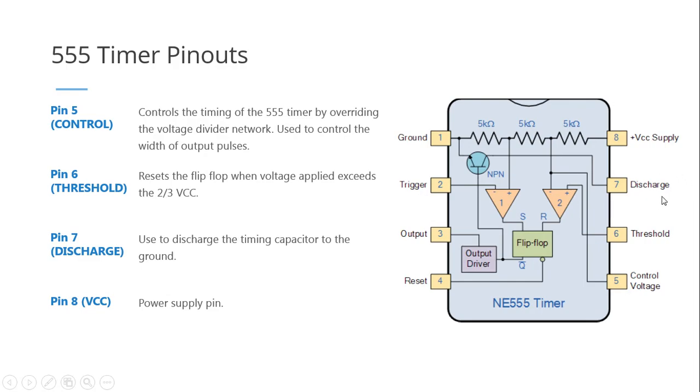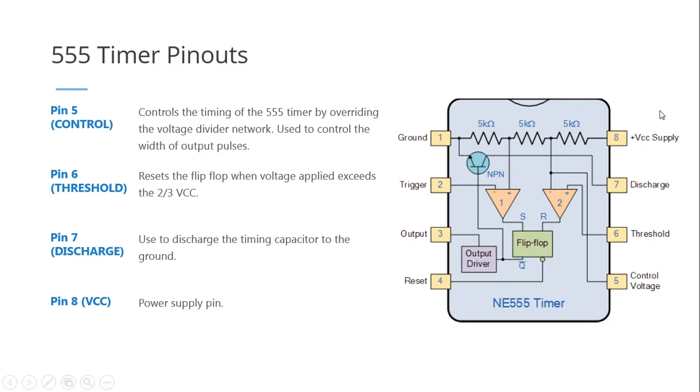Next, discharge. This is also connected to our RC circuit, and this is used as a pathway to discharge the contents of our RC circuit. Remember that we need to have a complete circuit for the RC circuit in order to charge and discharge properly. So the contents of the capacitor would safely discharge into the ground, as it is connected to the collector of the internal NPN transistor inside the 555 timer.